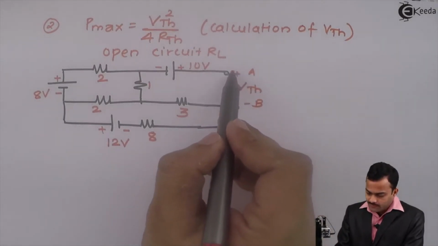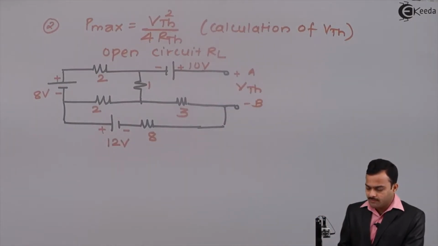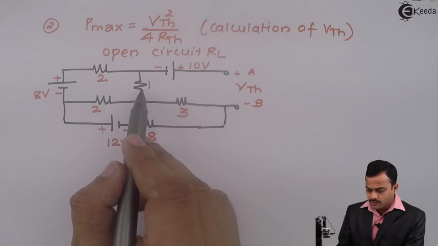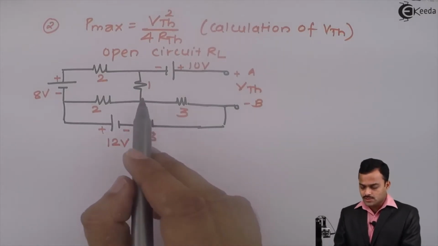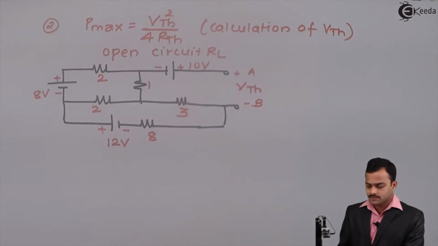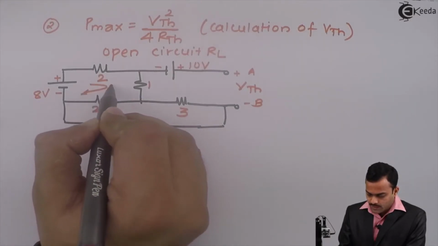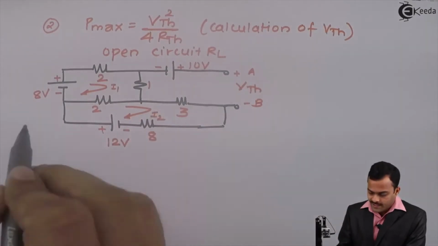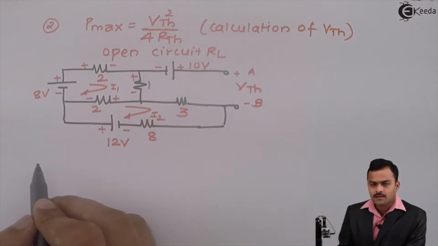So to get VTH, I will focus on this loop. I need to know the voltage drops of each and every element. One battery is already given. My objective is to get the current flowing through the 1 ohm resistance and the current flowing through the 3 ohm resistance, because knowing these drops I can get VTH. So let's solve it by mesh analysis. Here I will consider this as loop number 1, having loop current I1, and loop number 2 with loop current I2. As per the current direction, I will have voltage drops like this.